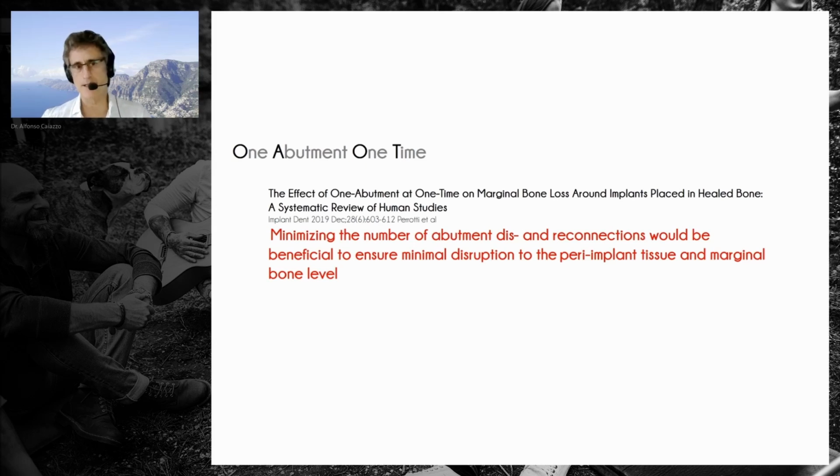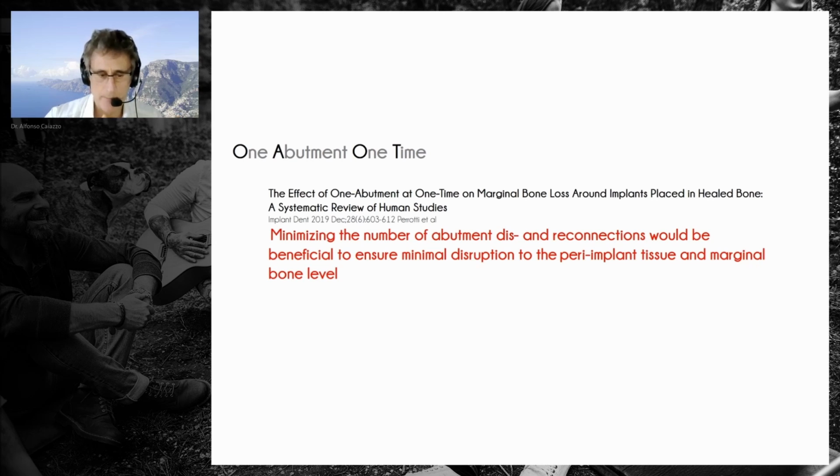And a systematic review of human studies published in 2019 says that minimizing the number of abutment disconnections and reconnections would be beneficial to ensure minimal disruption to the peri-implant tissue, and again, to the marginal bone level. So one thing I'm still missing in what I've said to be stable with the marginal bone level is the one abutment one time.